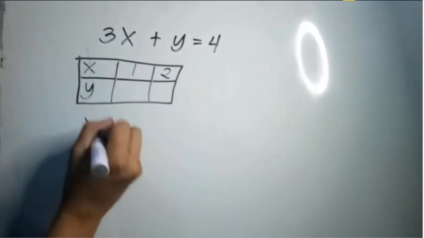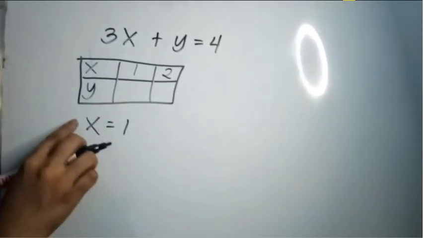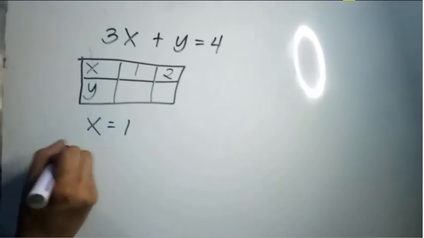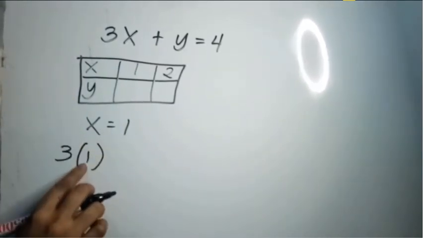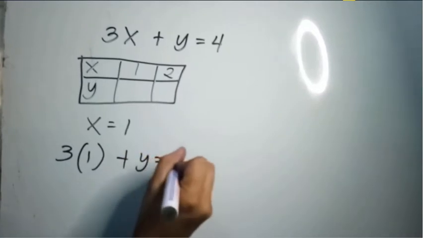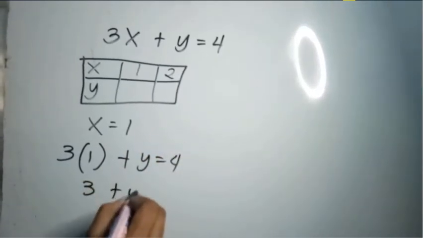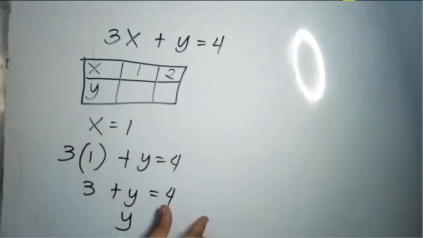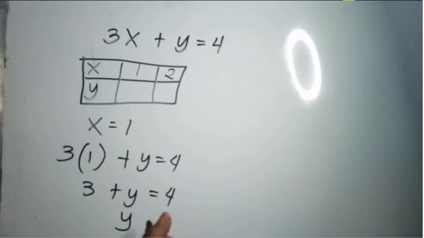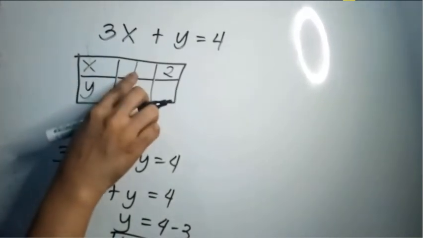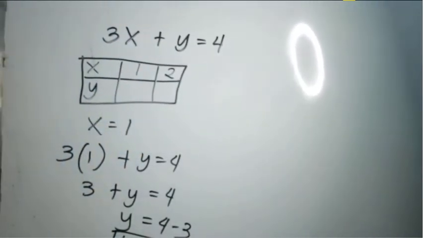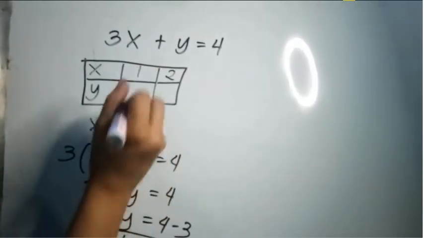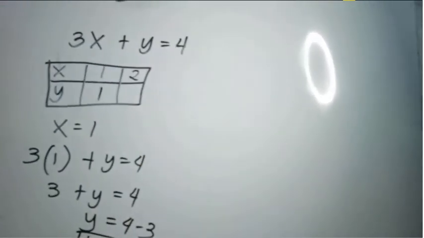So first, x is equal to 1. We're going to substitute x in the given equation. So 3 times x, which is equal to 1, plus y is equal to 4. So 3 plus y is equal to 4. Then transpose the positive 3 to the right side. It becomes negative 3. Then we have 4 minus 3. y is equal to 1. Means, if we have the value of x equal to 1, y is equal to 1.